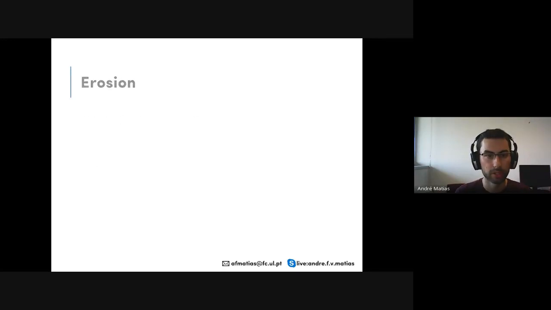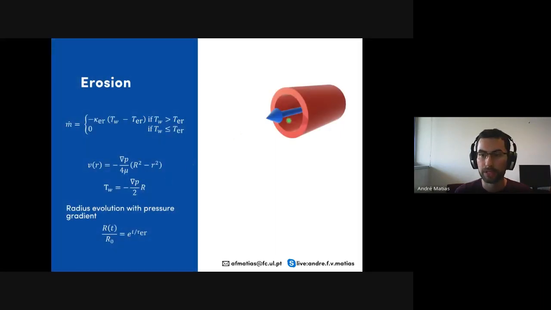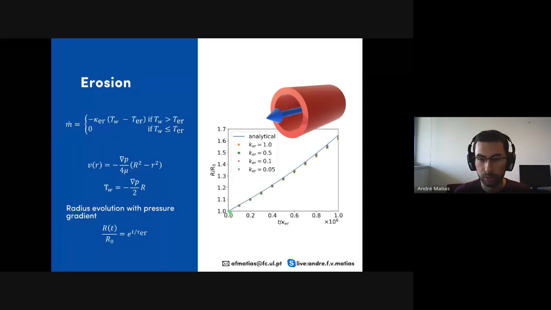I also did some validation regarding erosion, and to do so, I simulated the flow in a tube. I simulated the flow in a tube because this way we know the velocity profile, and we know the shear stress around the tube. Combining the expression for the shear stress and the expression for the variation in mass, I can determine that the radius of the tube evolves exponentially in time. Once again, in blue, it's the analytical result plotted, and the points correspond to my simulation data. And once again, as I decrease the erosion rate, that is, I make the boundaries vary slower, I get closer and closer to the expected value that is on the blue line.